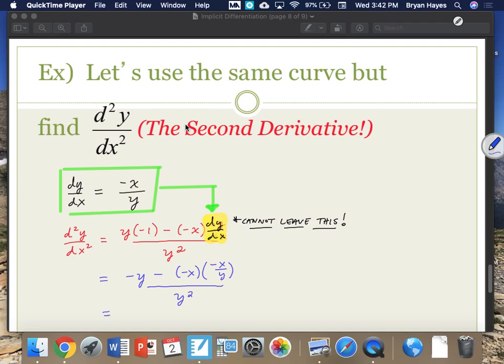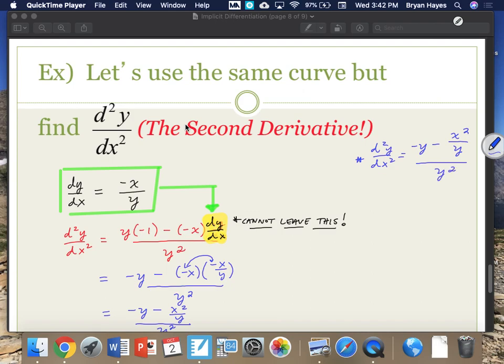Or, let's see if we can get one more line down here. Negative y minus, the reason I held off on that first minus is because we got a negative times a negative right here. So this is going to be x squared all over y. All of that is over y squared. Sorry, I ran out of room there. Let me come up here and write this again. So right now we've got our second derivative is equal to negative y minus x squared over y, and that is over y squared.